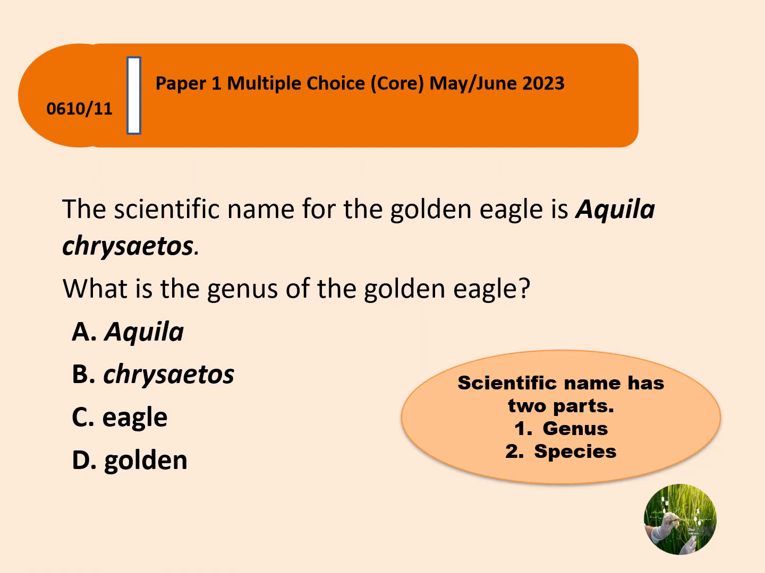Question is also from May-June 2023. MCQ, the scientific name for the golden eagle is Aquila chrysaetos. What is the genus of the golden eagle? In a scientific name, first is the genus. Aquila is the genus. Therefore, answer is A.